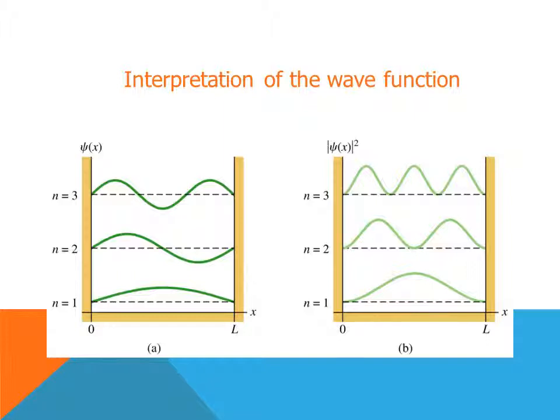Here we can see the interpretation of the wave function. We can see the figure of psi of x and psi of x squared. If n equals 1, there is only one wave, and this wave is bigger in the case of psi of x squared. But when n equals 2, there are two waves, and in psi of x squared, the two waves should be in positive position. And if n equals 3, there are three waves, and these three waves should be in positive position in psi of x squared.